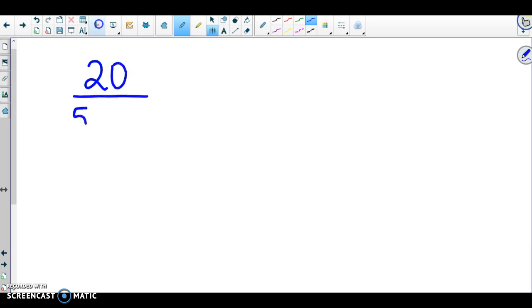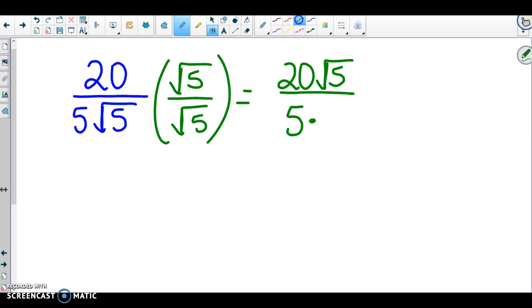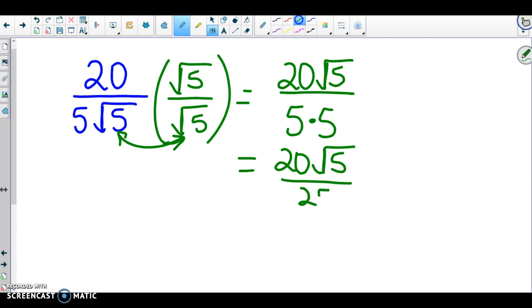We've got 20 over 5 root 5. So I need to get rid of that on the bottom. And in order to do that, I'm going to multiply both by root 5. Okay, so what do I have on top? I have 20 root 5 over 5 times, and then these two put together would just be 5. So basically I'd have 25 on the bottom. So I'd have 20 root 5 all over 25.